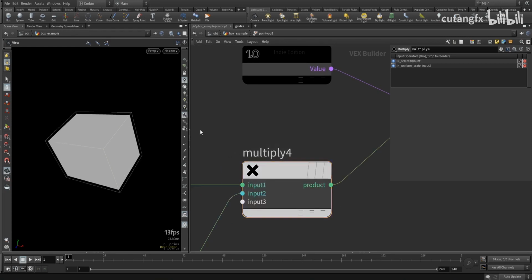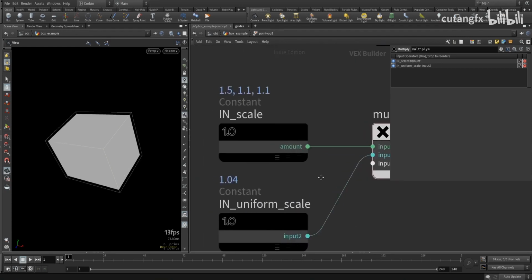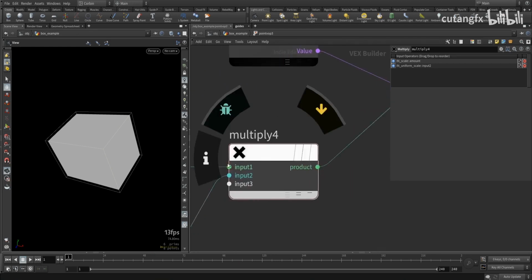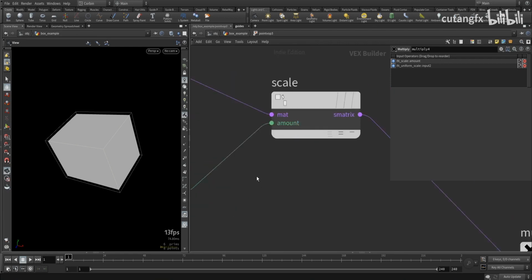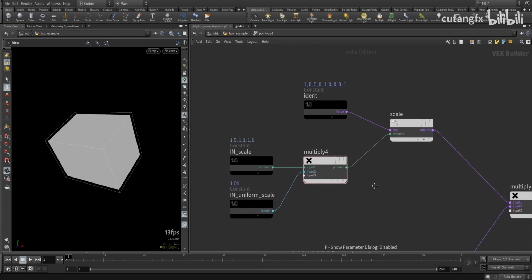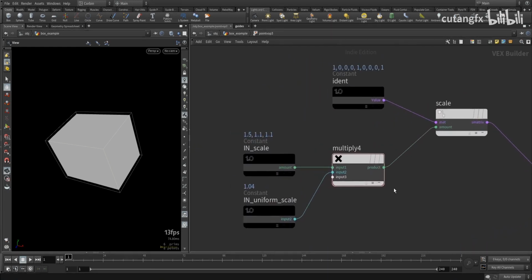If I reverse that again, so it is a vector coming in multiplied by a float, then that's a vector coming out. Because the input and output are both vectors, now it works. So this is how we calculate a very simple scale matrix.